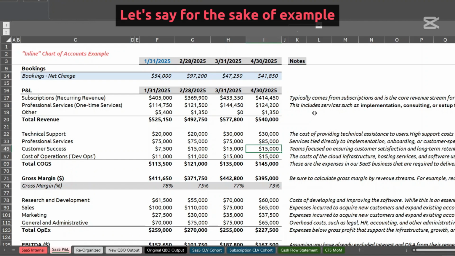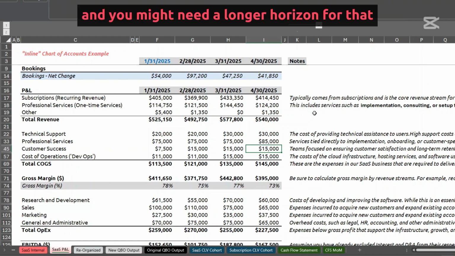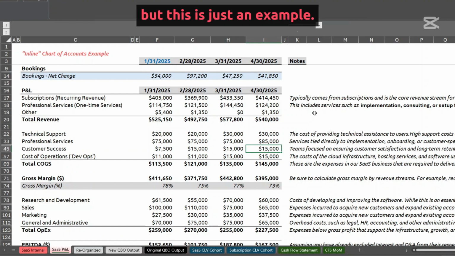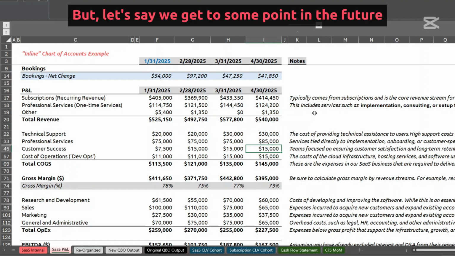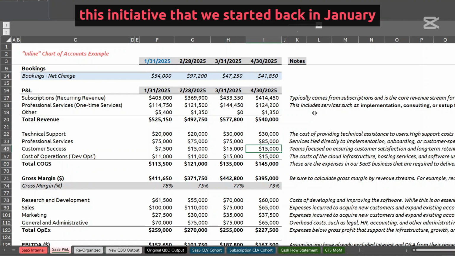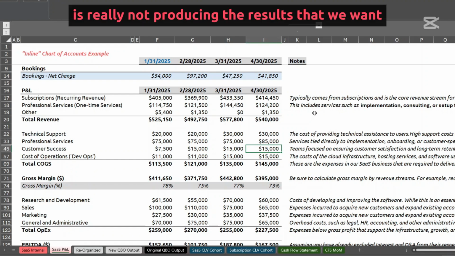Let's say, for the sake of example, that when we look at our retention numbers, they're about the same as what they were in January. And you might need a longer horizon for those retention numbers to really change, but this is just an example. But let's say we get to some point in the future and we just have to be honest with ourselves and say, hey, this initiative that we started back in January that's costing us an extra $7,500 is really not producing the results that we want.